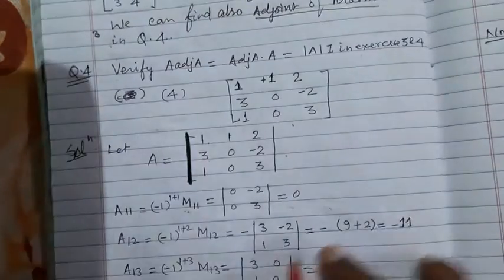क्वेश्चन नंबर 5. दिस क्वेश्चन नंबर 5 एंड नेक्स्ट एक्सरसाइज इज 4.6.